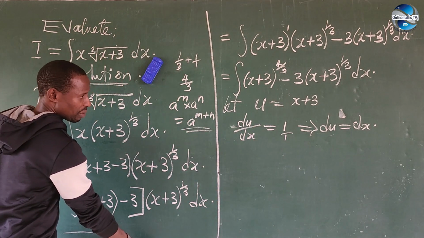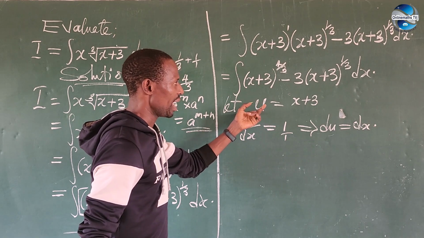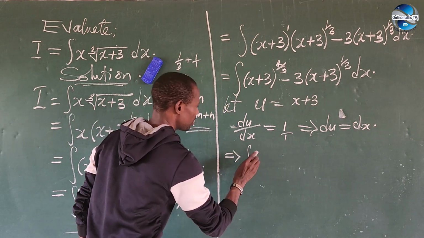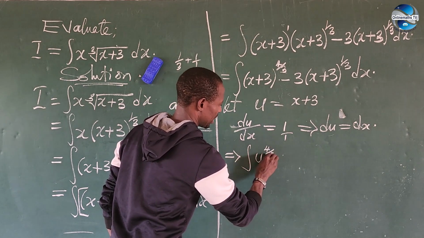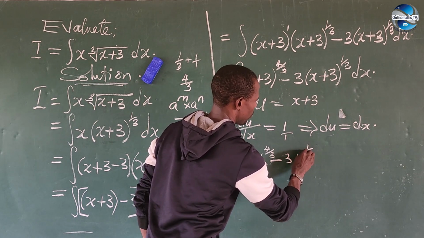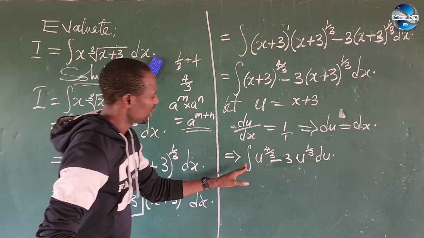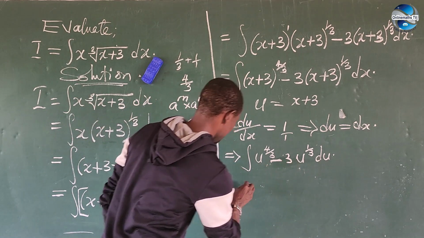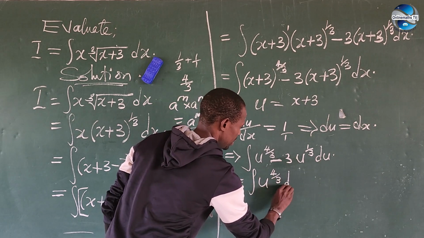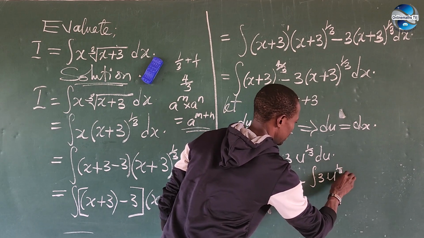Okay, so having established this, we come to our expression here. Wherever we see x plus 3, let's put in u there. And wherever we see dx, let's put in du there. So this now implies the integral of u to the power of 4 all over 3 minus 3 into u to the power of 1 all over 3, then du. Easy? Okay. So here we can rewrite this again. If we rewrite this, it will now give us the integral of u to the power of 4 over 3 du minus the integral of 3 into u to the power of 1 all over 3 du.